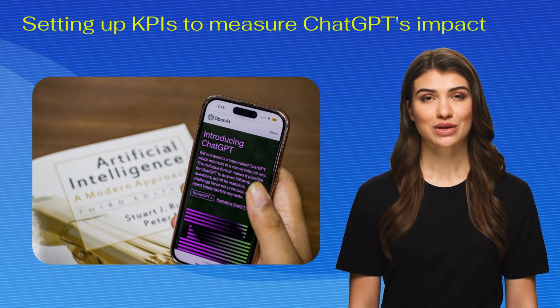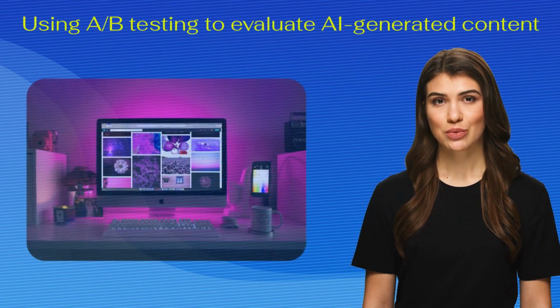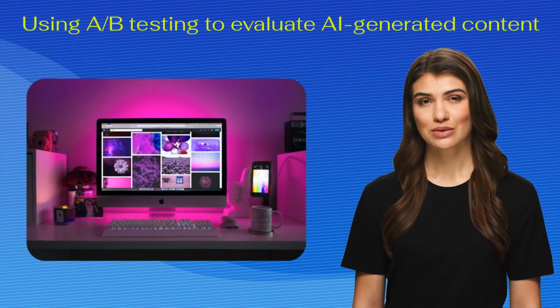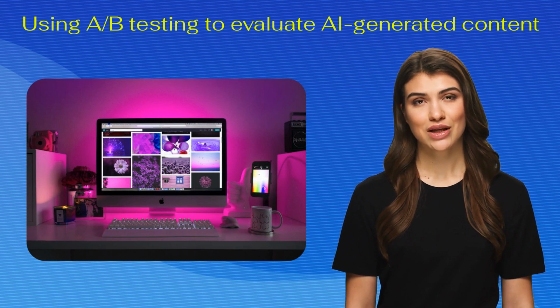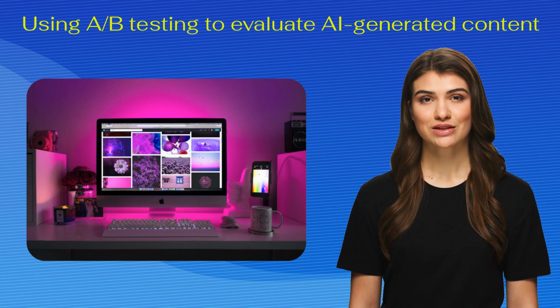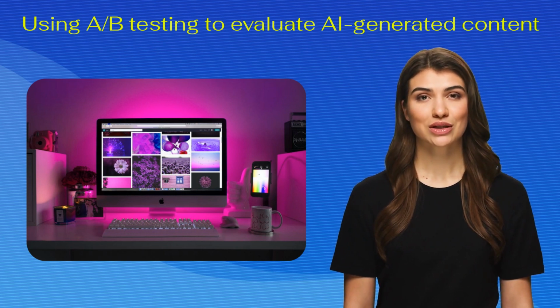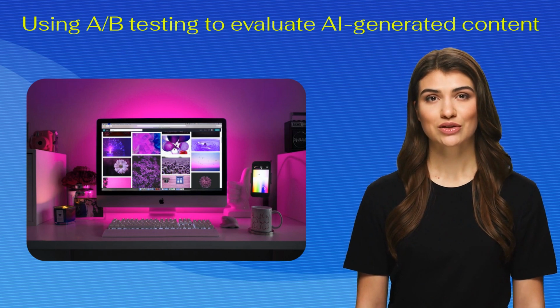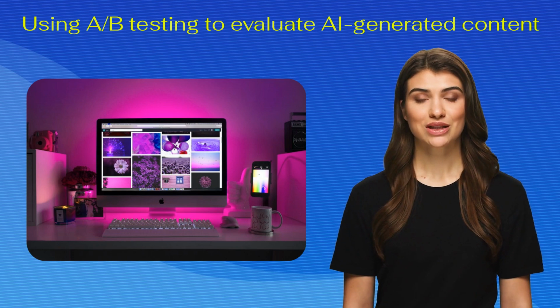guide data-driven decision-making. Using A/B testing to evaluate AI-generated content. A/B testing is a powerful method to assess the performance of different content variations. Create 2 or more versions of your ChatGPT-generated headlines, ad copy, or social media posts, and test them against each other to determine which resonates best with your target audience. Analyze the results to identify the most effective content and use this insight to refine your AI-driven strategies.